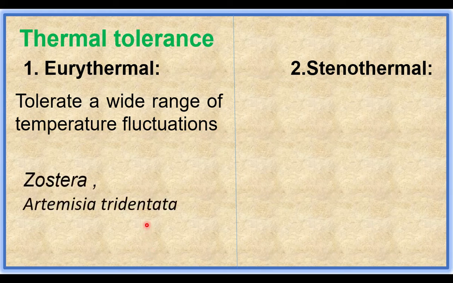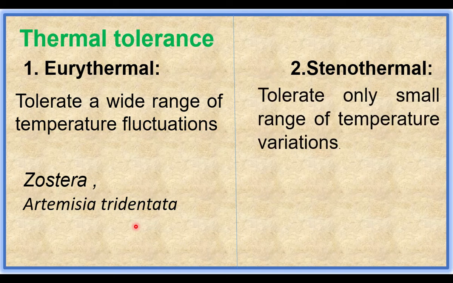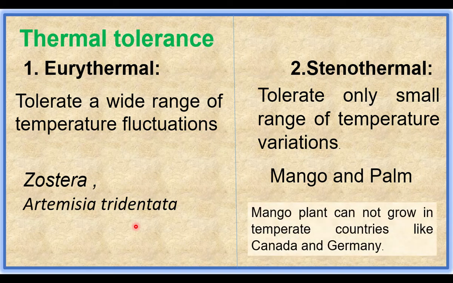They are aquatic plants, Zostera, Artemisia tridentata. These can tolerate a wide range of fluctuations in temperature. Stenothermal organisms tolerate only a small range of temperature variations. They are terrestrial plants like mango and palm. The mango tree cannot grow in temperate countries like Canada and Germany.